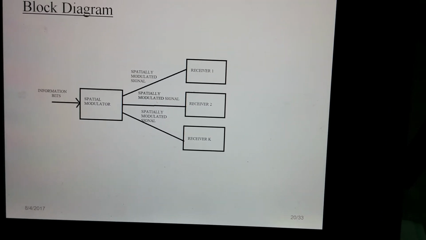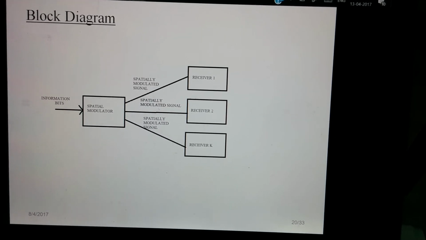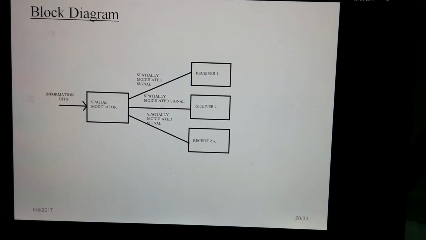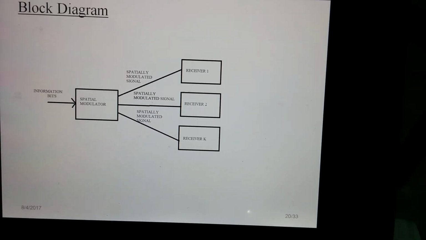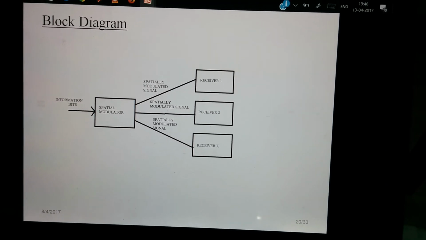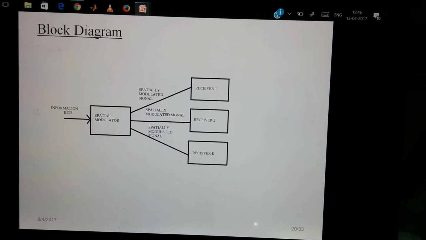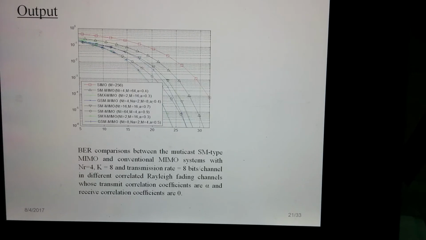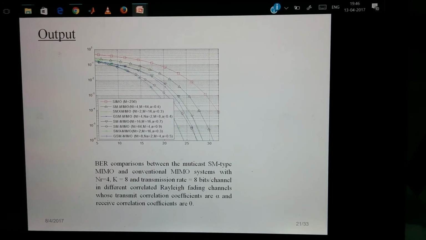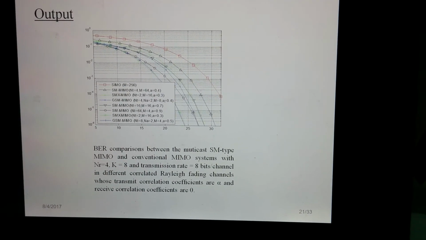And this is the general block diagram which represents the information bits given to the spatial modulator, which is the transmitter, and it will modulate the waves into a spatially modulated signal and gives it equally to all the receivers. And this is the output between the BER and the SNR.